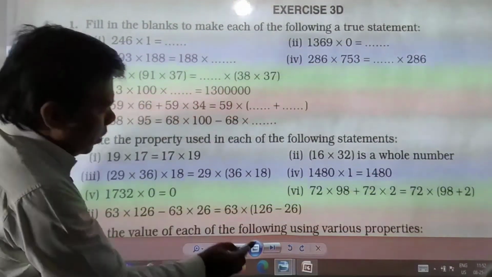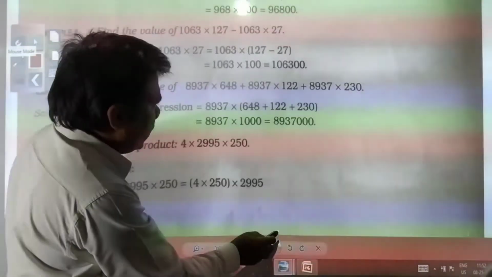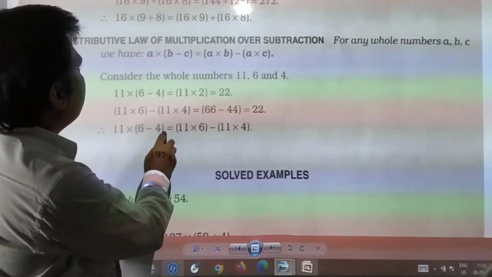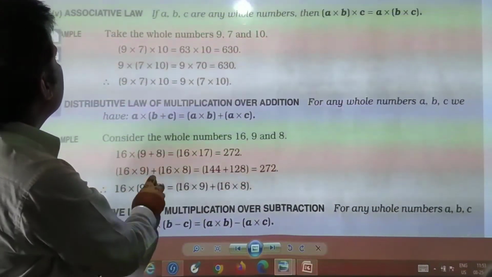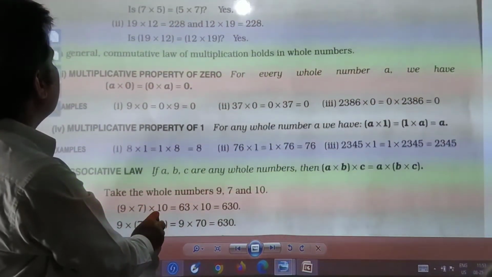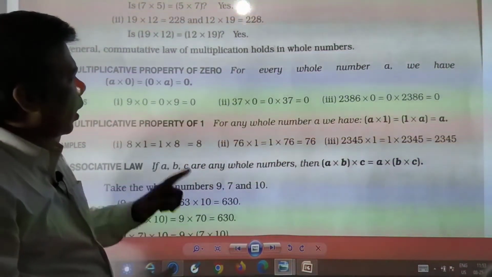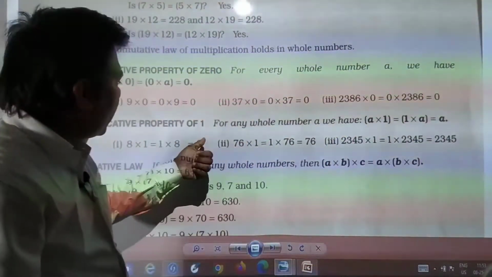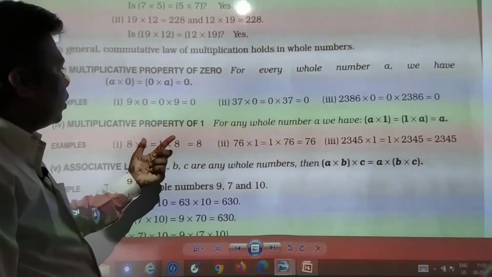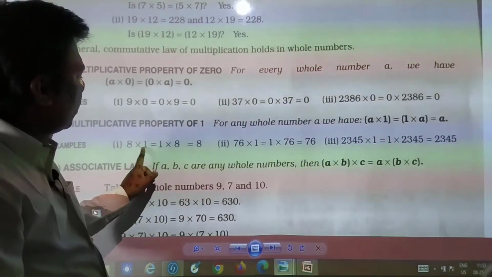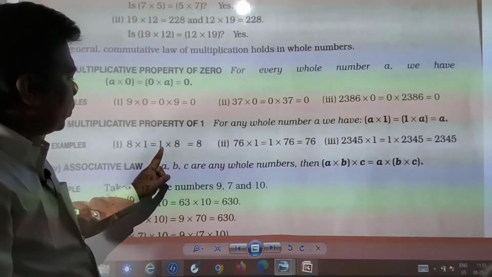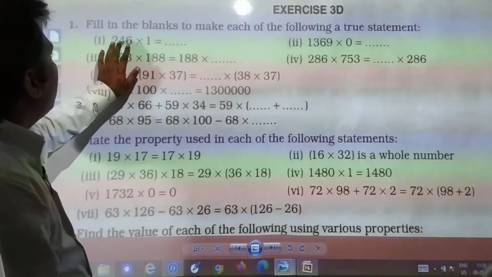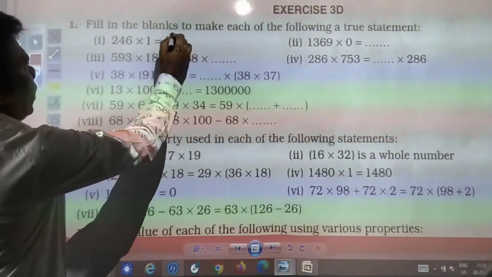Here you see the multiplicative property of 1 for any whole number. We have a into 1 is equal to 1 into a. If you are multiplying any number by 1, the number will not change, the number will be the same. So 8 into 1 is equal to 1 into 8, and that will be equal to 8. So 246 into 1 will be 246.